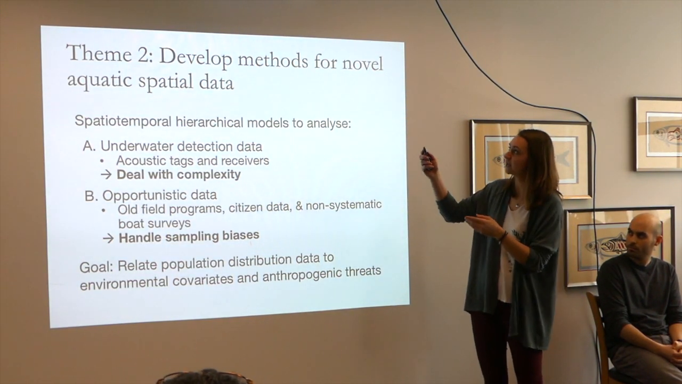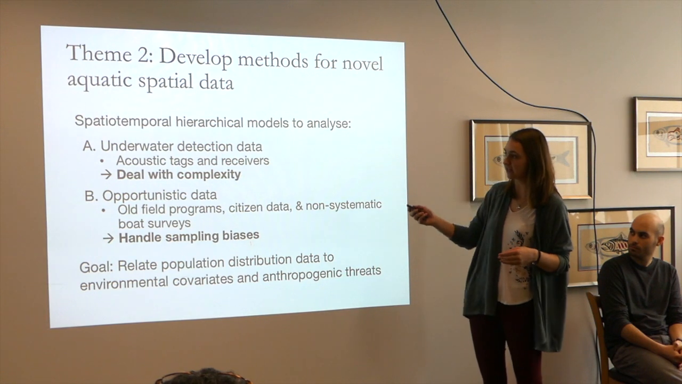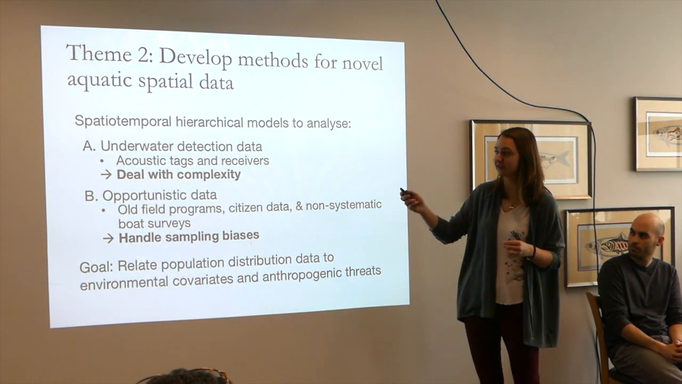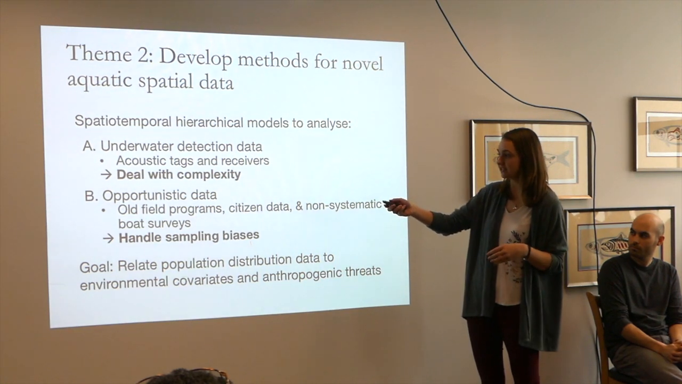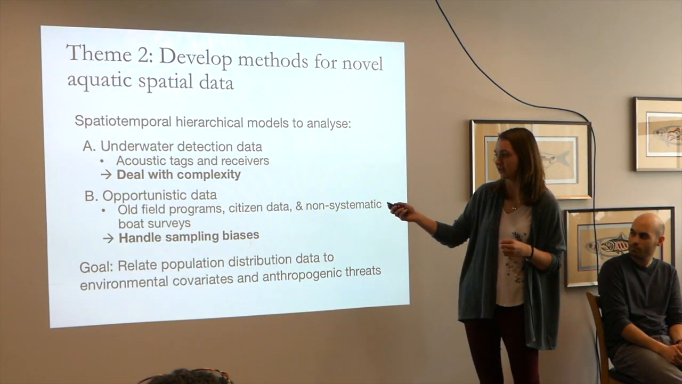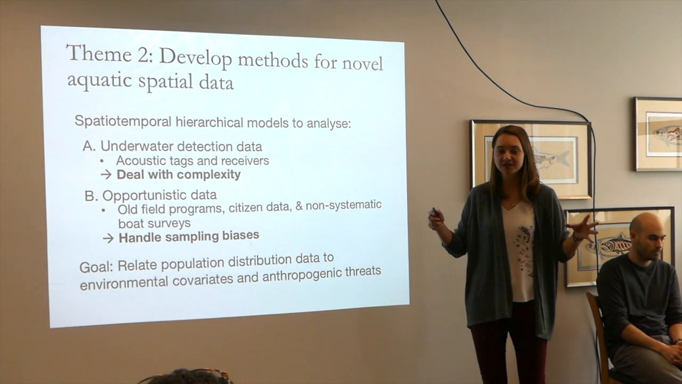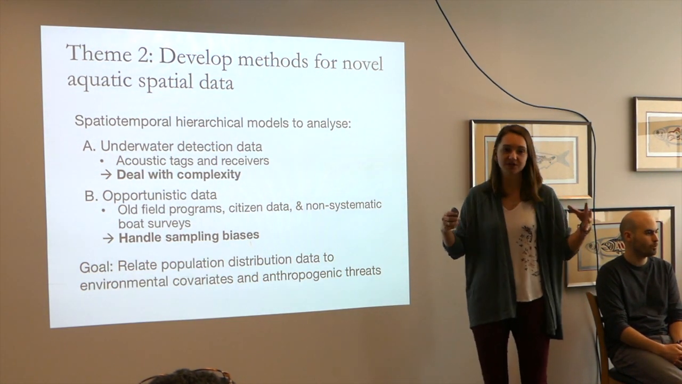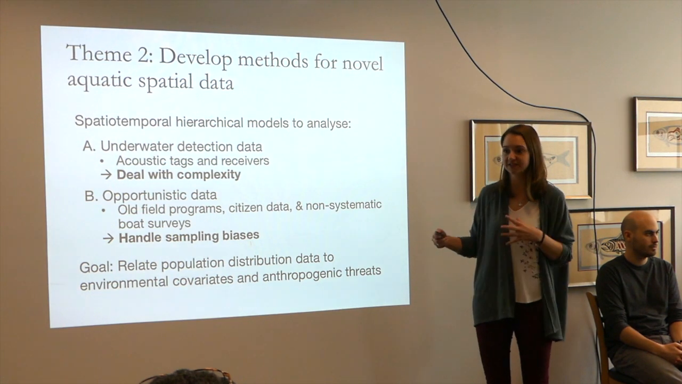So in summary, for developing methods for novel aquatic spatial data, in underwater detection, we're going to use hierarchical models to deal with its complexity. And for opportunistic data, we're going to make methods to handle the sampling bias. And the goal is to relate population distribution data to environmental covariates and other anthropogenic threats in the area.